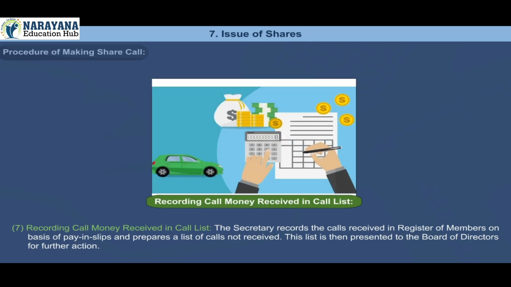7. Recording call money received in call list. The Secretary records the calls received in register of members on basis of pay-in slip and prepares a list of calls not received. This list is then presented to the Board of Directors for further action.